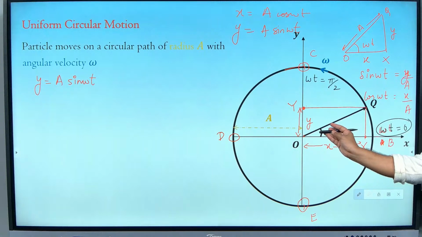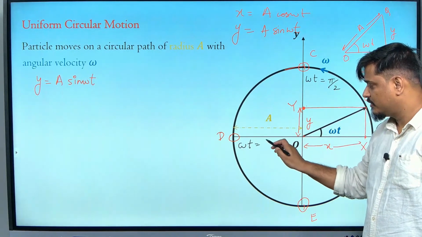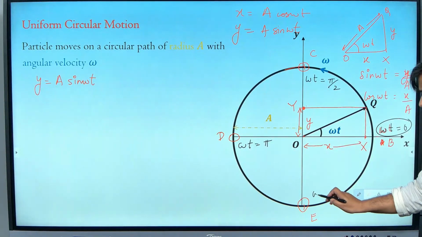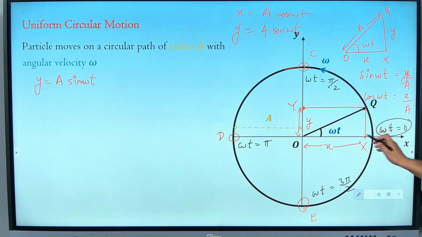Omega t, you see, the angle is becoming 90 degrees here. And what is omega t here? Pi, good. What is omega t here? 3 pi by 2, good. And what is omega t here? 0, or it will once again become 2 pi. Can I write it like this?